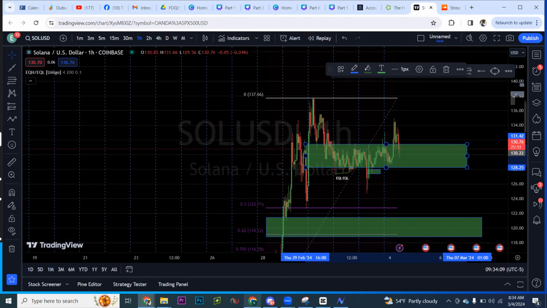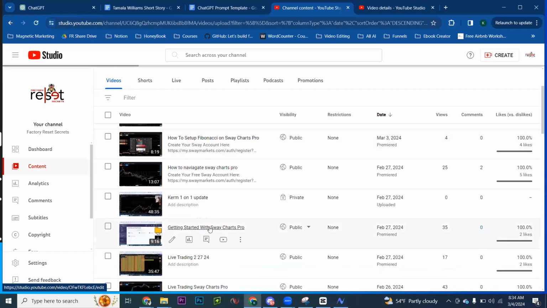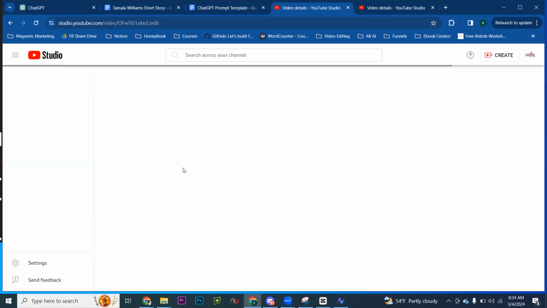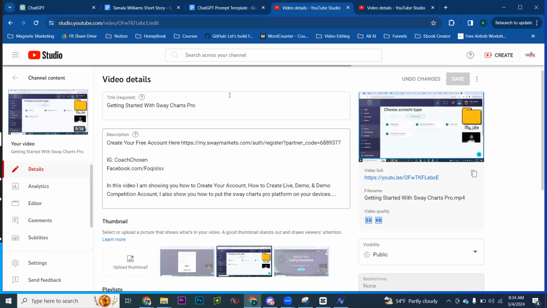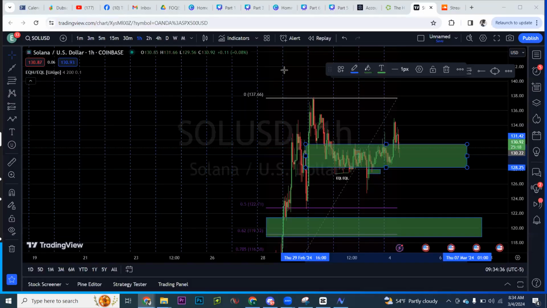When you're going through after you sign up, if you need help, just go to YouTube and type in factory reset secrets, how to navigate Switch Pro, how to set it up. I got videos to help you set it up. So getting started with charts. As a matter of fact, here you go. Let me just send it to you so you can have what you need. So this is how you create the accounts and so forth once you're verified.